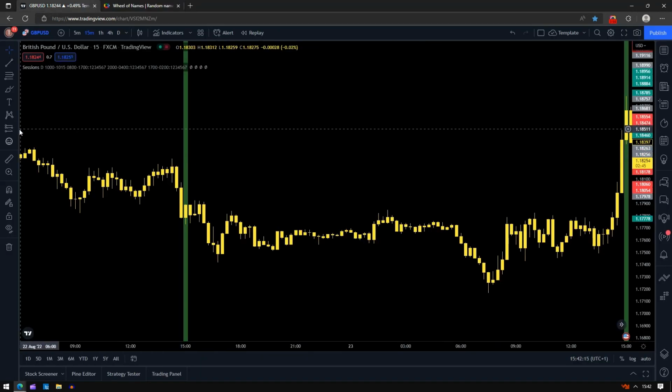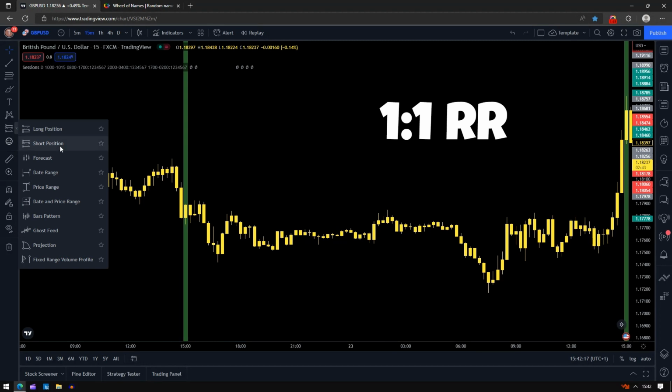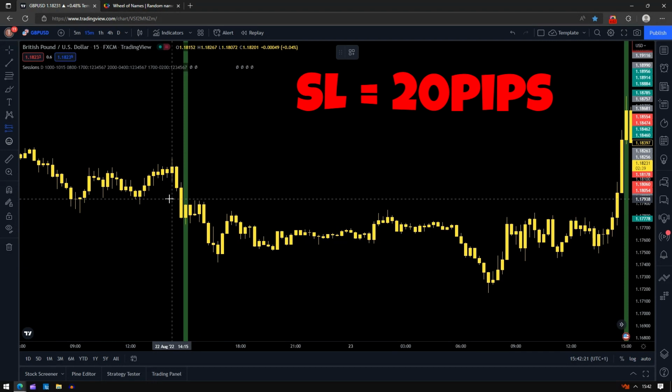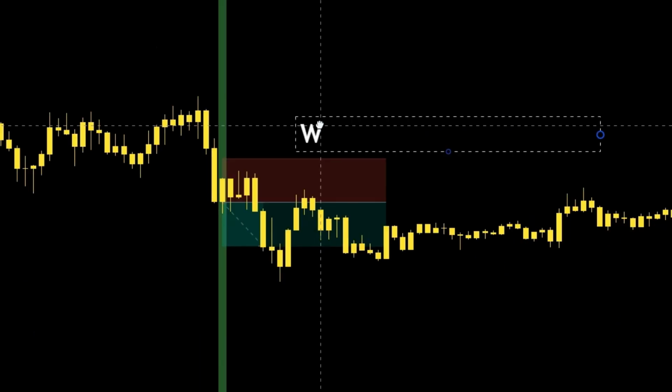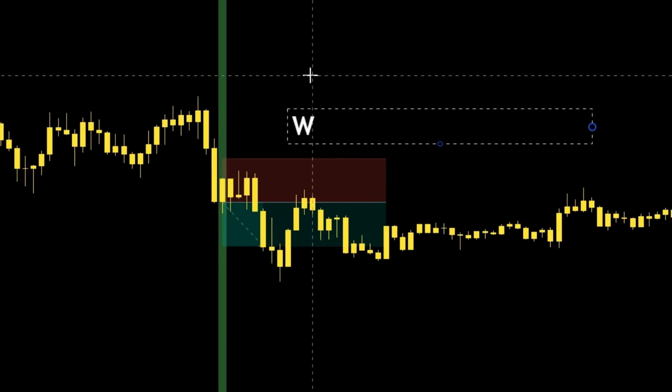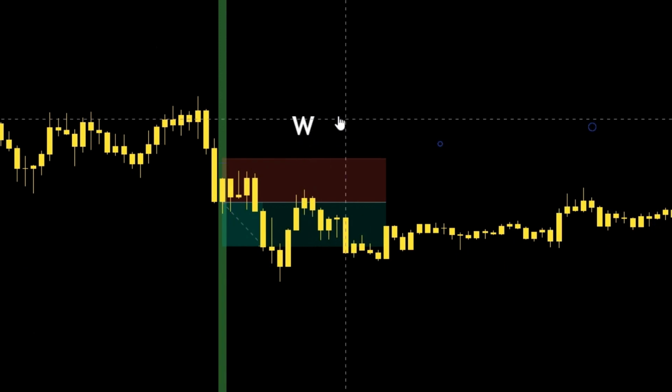For this method, we are using a 1-to-1 risk to reward ratio. We use a short position here, and we're targeting a 20 pip stop loss and a 20 pip take profit. So you can see this trade would have been a win, so I've put a W there next to it so we know which one it is.